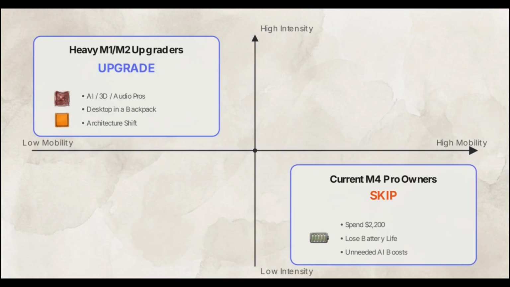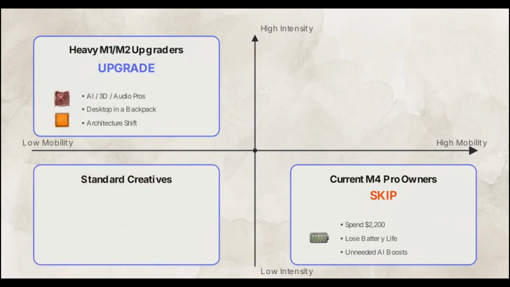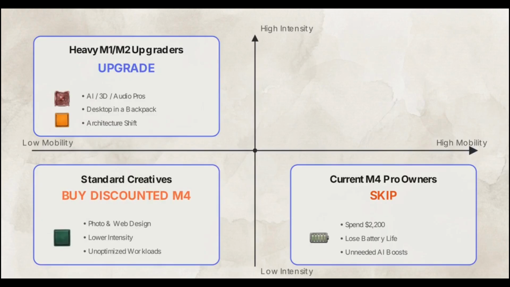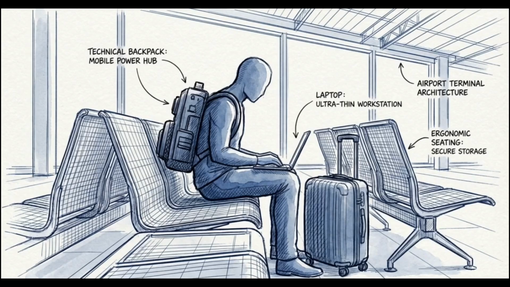AI developers, 3D artists, and audio producers moving up from M1 or M2 machines land in the upgrade quadrant. This group gains the most from the architecture shift, effectively purchasing a high-end desktop workstation that fits in a backpack. Standard creatives, like photographers and web designers, land in the lower intensity quadrant. These users should look for a discounted M4 Pro. Their software doesn't benefit from the new cores, and the older chip will provide better battery life for travel.